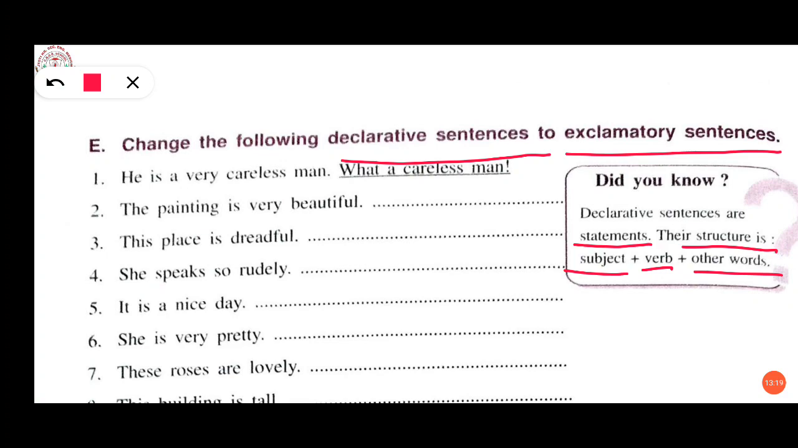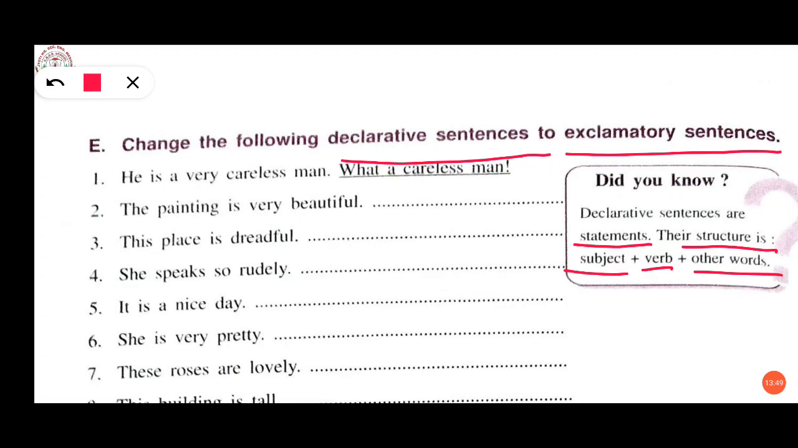So here the first one is already done for us: He is a very careless man. Here it is given, and you have to change this declarative sentence, this statement, into an exclamatory sentence. So how is it changed? What a careless man! Here you are expressing a feeling.